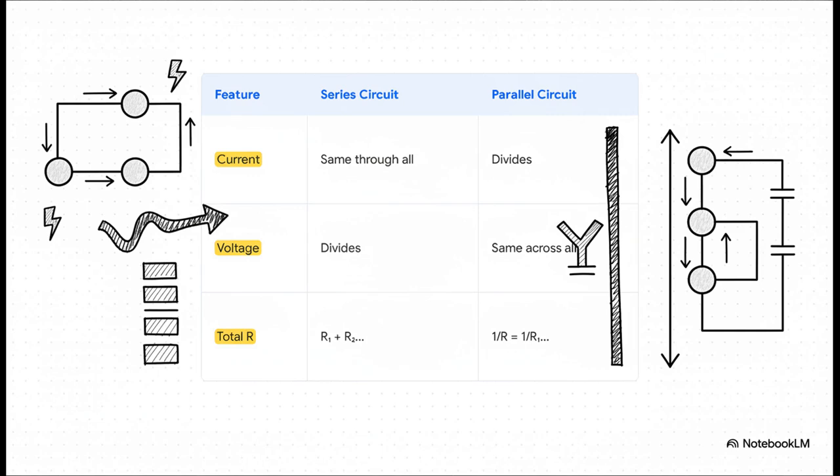In a series circuit, since there's only one road, the current is the exact same everywhere. But the voltage, the pressure, gets shared or divided among all the different parts. Now in parallel, it's the opposite. The current splits up and goes down the different paths, but the voltage is the same across every single branch. And as you're about to see, this little difference has huge consequences.